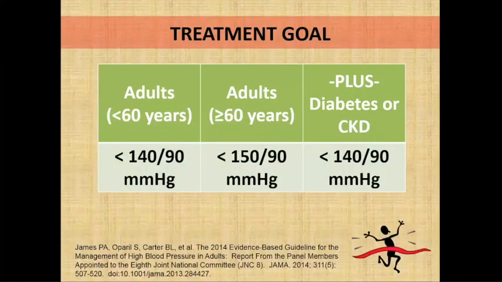Okay, now treatment goal. Let's go to the treatment goal. I want to highlight the JNC. And now there is going to be an activity as well. I want to ask you a question. This is JNC8, where the treatment goal for adult patients less than 60 years old is a blood pressure of less than 140/90. Now you tell me, is it similar in the Malaysian guideline or not?